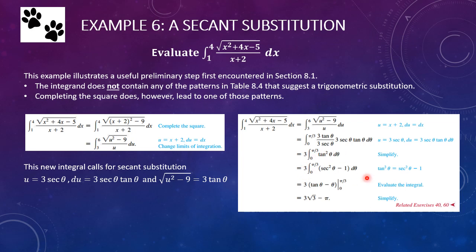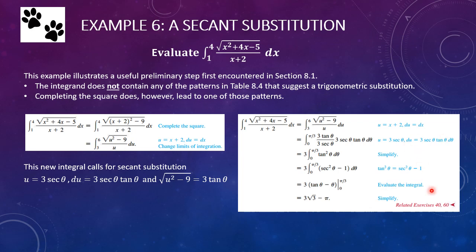We change this into secant squared minus 1. And so we can take the integral of both pieces, and so this ends up being 3 times the integral of secant squared, which is tangent, and the integral of 1 is theta. So we get tangent theta minus theta evaluated from 0 to pi over 3, which gives us this final answer of 3 times the square root of 3 minus pi.